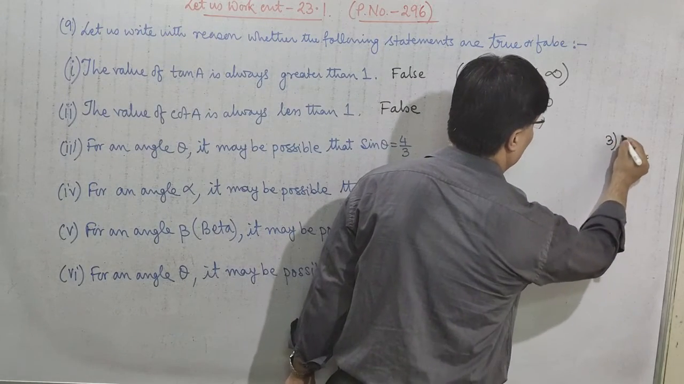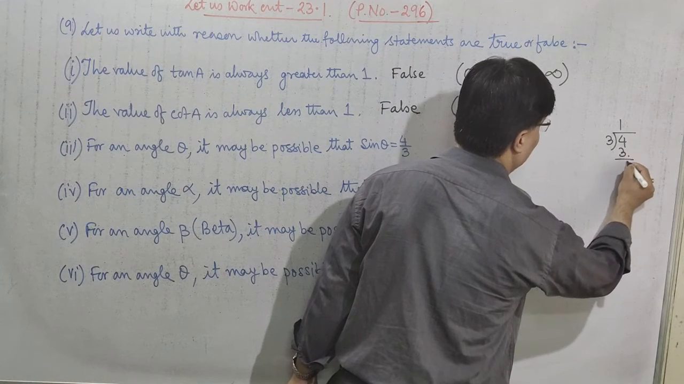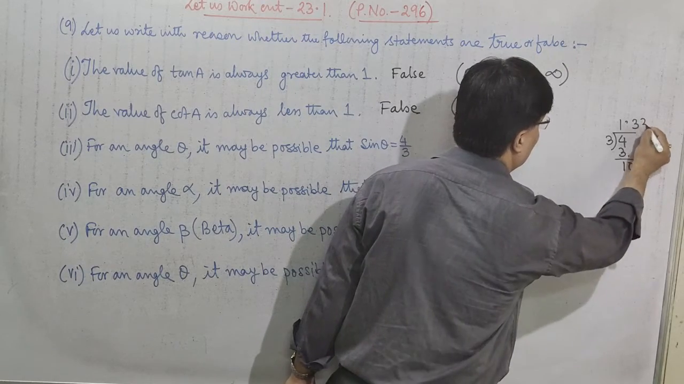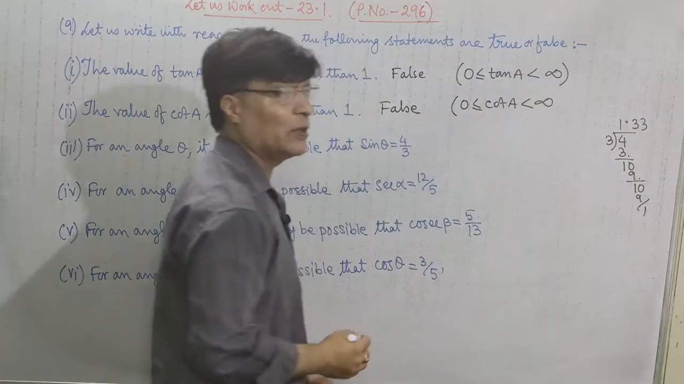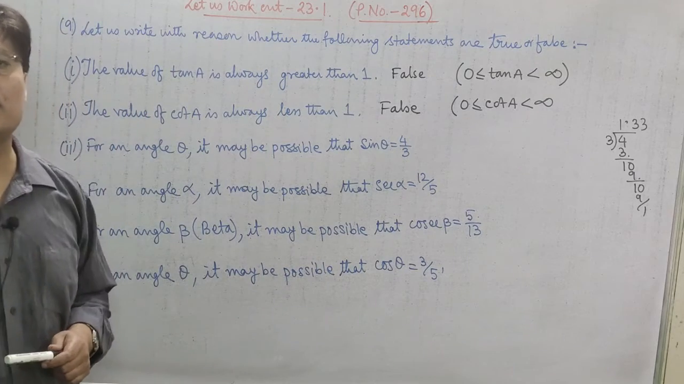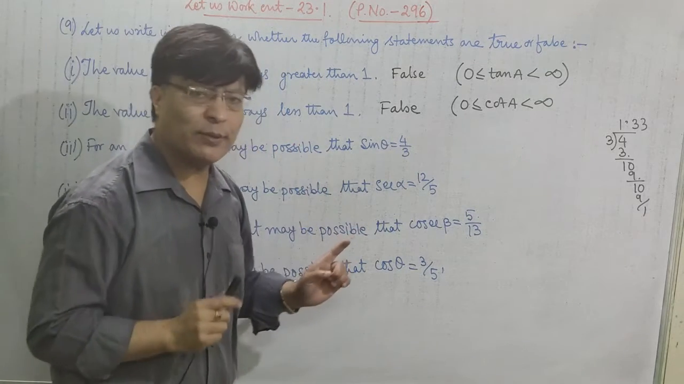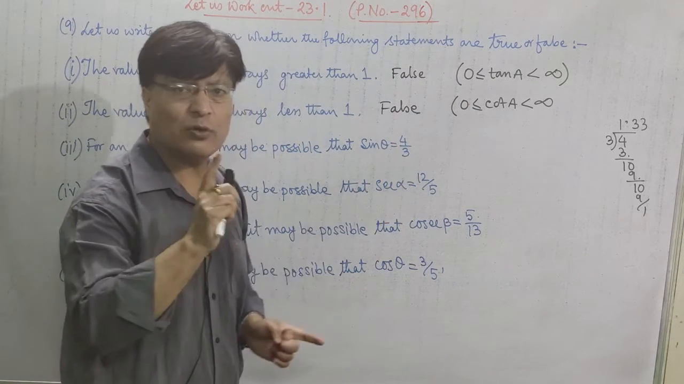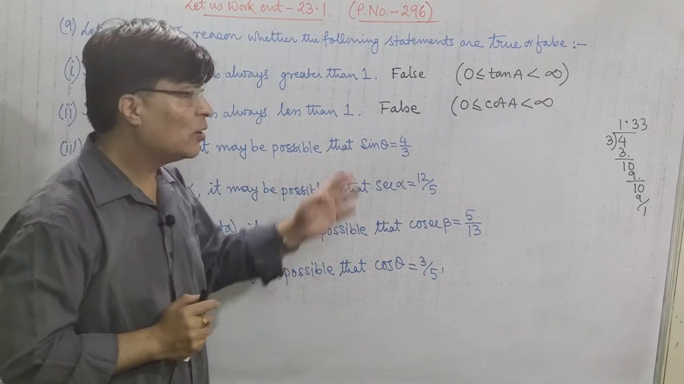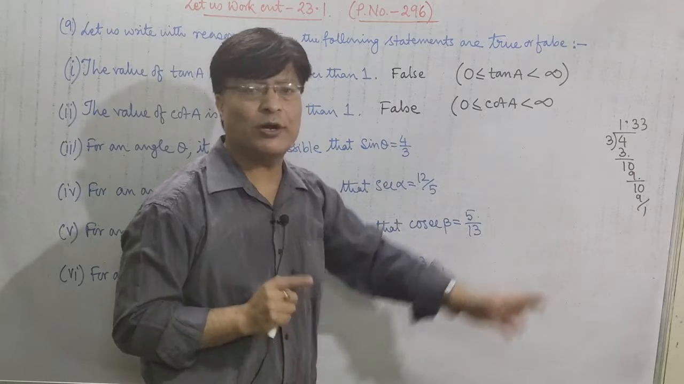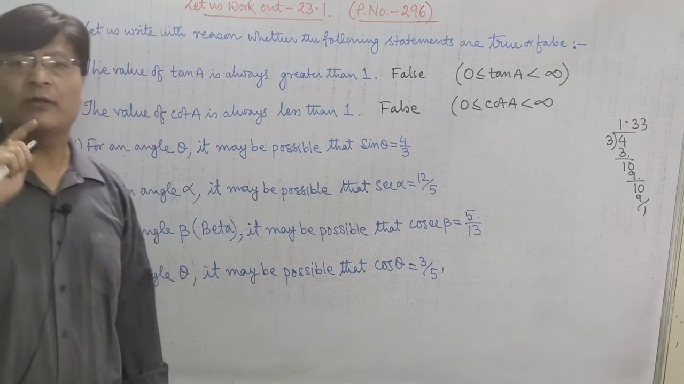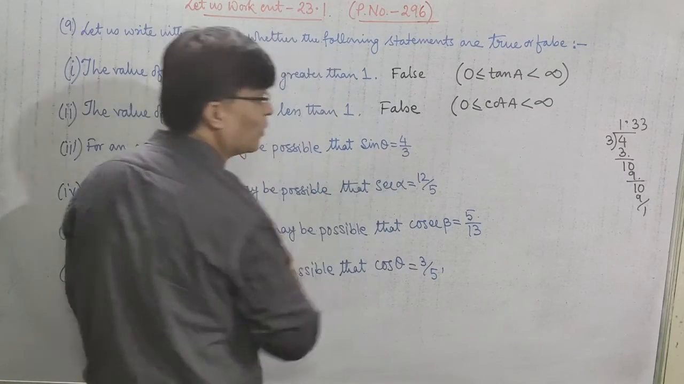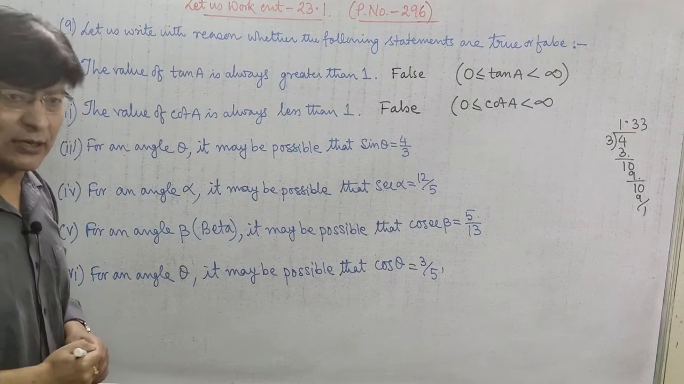4 by 3 means if you divide 4 by 3, you get 1 point something, isn't it? 3 ones are 3, remainder 1, then 0, 3 threes are 9, remainder 1, and so on. It gives 1.33, which is always greater than 1. You should remember that if the numerator is greater than the denominator, then the fraction is always greater than 1. You will have 1.333, and you know that 1.333 is always greater than 1. So this value of sine theta is greater than 1. Is it true? Sine theta cannot be greater than 1.